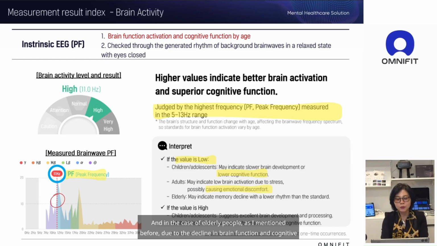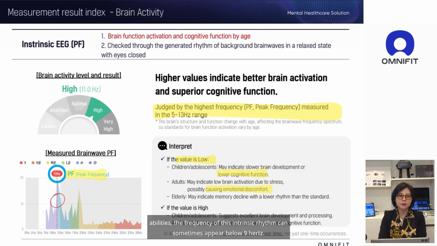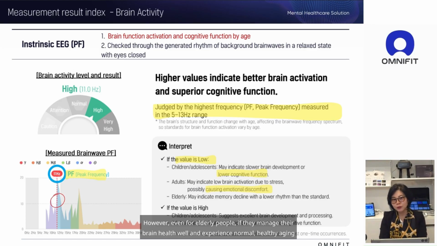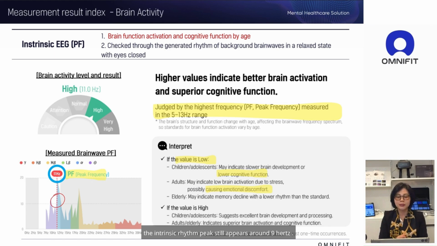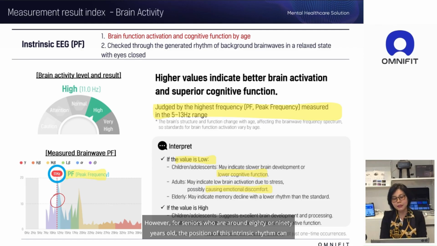And in the case of elderly people, as I mentioned before, due to the decline in brain function and cognitive abilities, the frequency of this intrinsic rhythm can sometimes appear below 9 Hz. However, even for elderly people, if they manage their brain health well and experience normal, healthy aging, the intrinsic rhythm peak still appears around 9 Hz. However, for seniors who are around 80 or 90 years old, the position of this intrinsic rhythm can drop to around 8 Hz, similar to that of children. In such cases, it can be seen as a sign that normal aging is occurring properly.